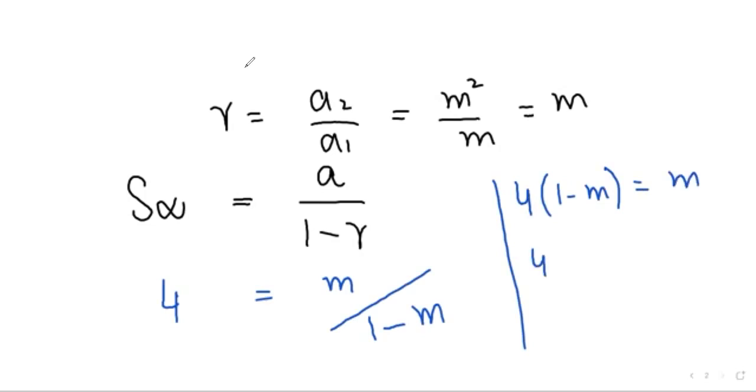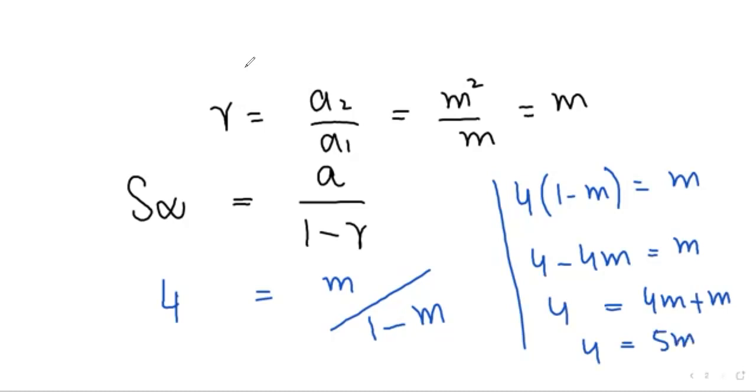So it would become 4 minus 4M, which is equal to M. 4 is equal to 4M plus M. So M is 4 over 5.